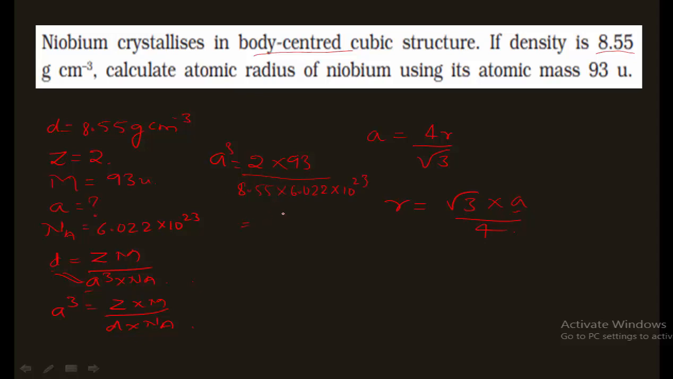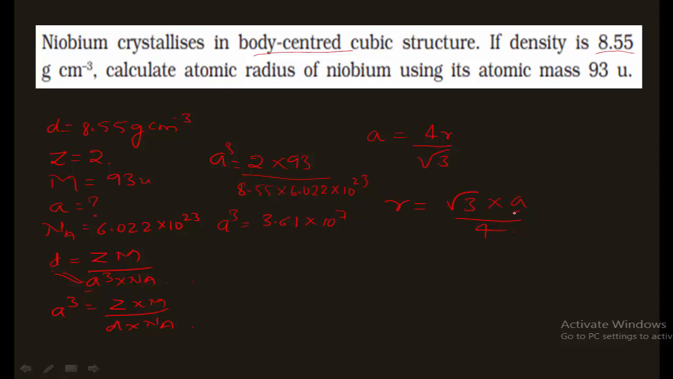Now if we simplify this, we will get 3.61 into 10 raised to 7. So simply multiply 2 into 93 and then 8.55 into 6.022. Then divide these two, we will get 3.61 into 10 raised to 7. That is the value of A cube.